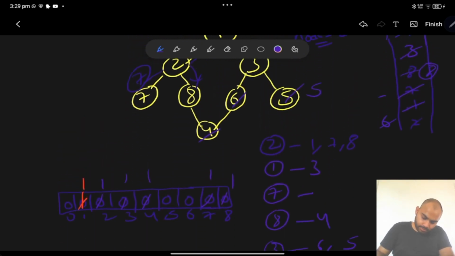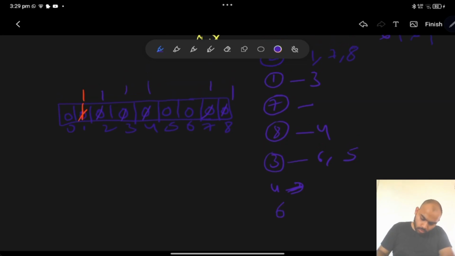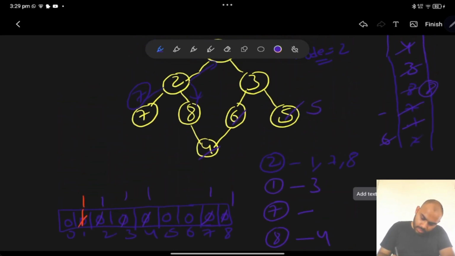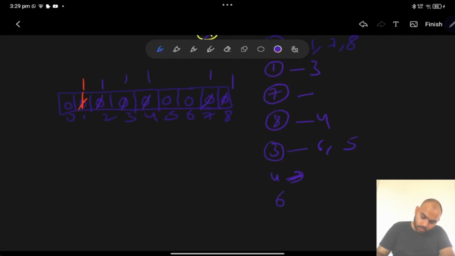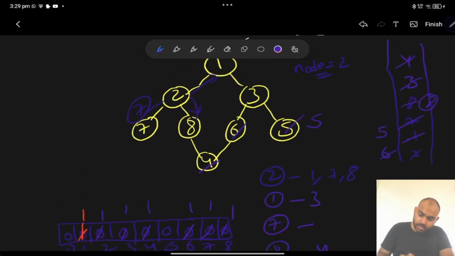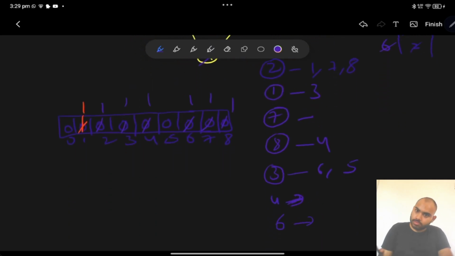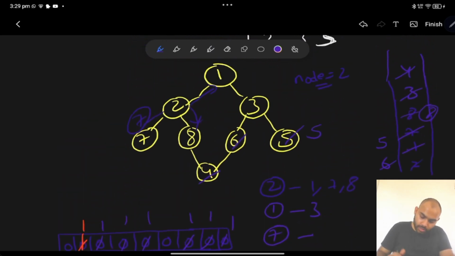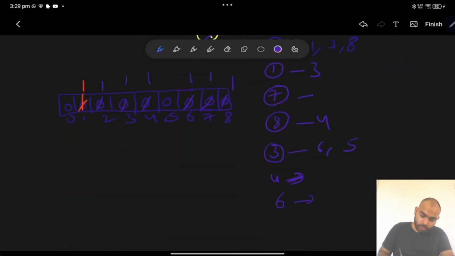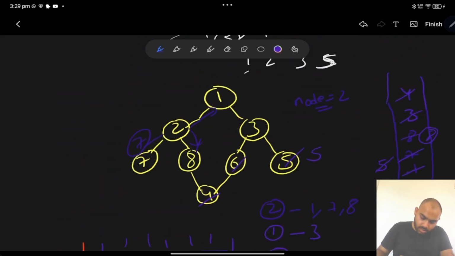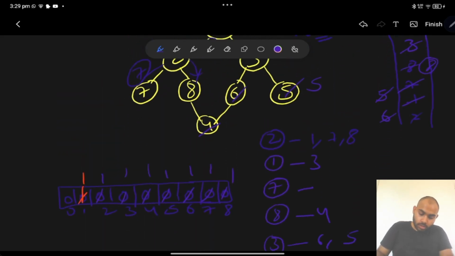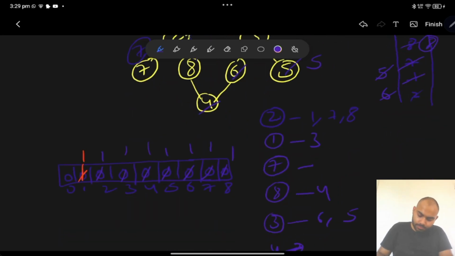Now 6. We took 6 and 5. Now mark it visited. What are the neighbors of 6? We did have the neighbors 3 and 4, but they are already visited. So there are no further neighbors. Now we'll go with 5. We will dequeue it and mark it visited. We'll explore what neighbors it has. It has 3 as a neighbor, but it's already visited.